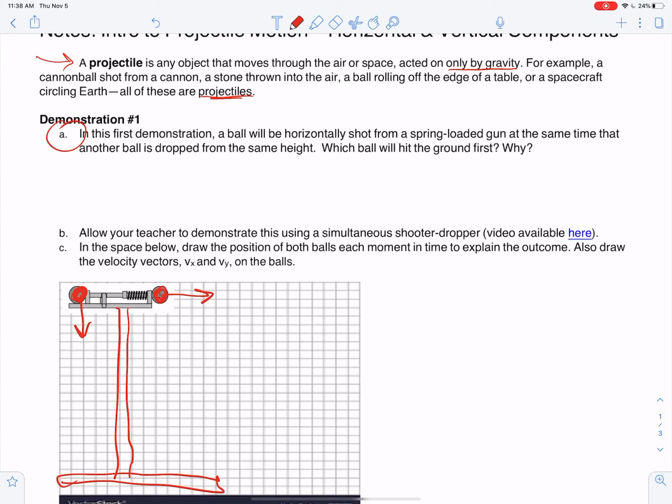Looking at this first question, in this first demonstration, a ball will be horizontally shot from a spring-loaded gun at the same time that another ball is dropped from the same height. Which ball will hit the ground first and why? Okay, the shot ball, just pushed forward, or the dropped ball, which goes directly down? Which will hit the ground first and why? So I want you to think about this. Make a prediction, and then we're going to watch a demonstration of this video from a guy at MIT.